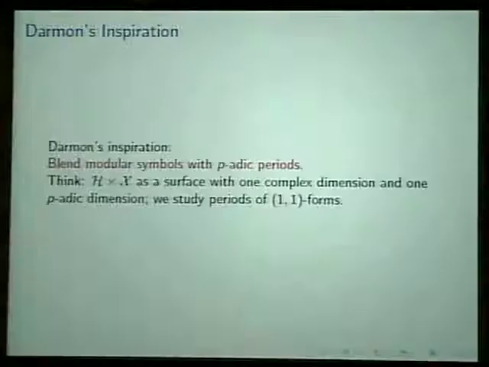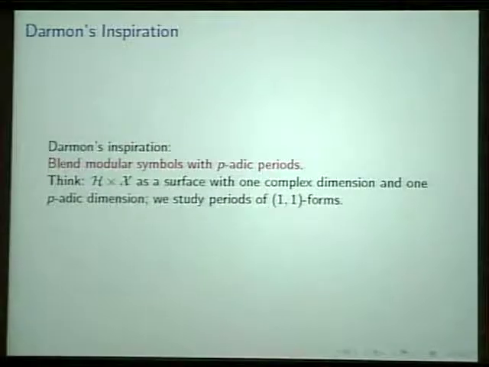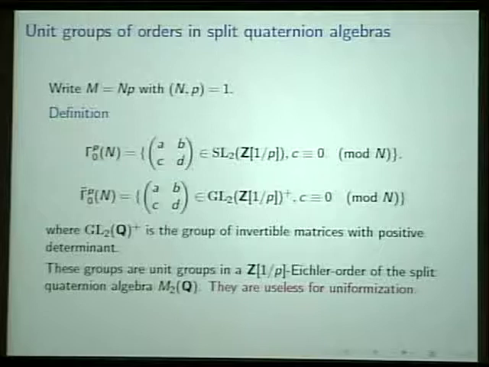blend modular symbols with p-adic periods. And I think actually this 1, 1 is supposed to be 2, 2 or something like that. I don't even understand this remark myself. But somehow we're now thinking about a two-dimensional thing: the classical upper half plane cross the p-adic upper half plane, and we have functions which are complex analytic in one variable and p-adic analytic in the other, which maybe seems hopeless, but it kind of works out.